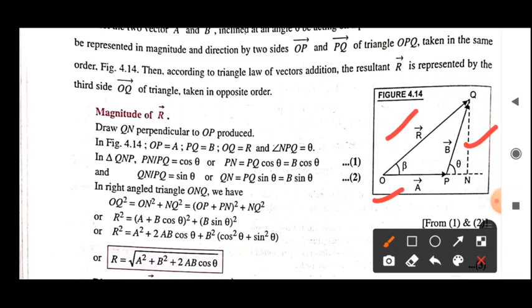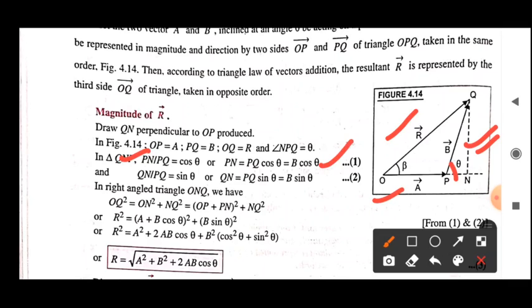Suppose in this figure OP is vector A, PQ is vector B, and OQ is vector R, and we put a perpendicular from Q to OP, meeting at N. Then this angle NPQ is theta. Here we can calculate the value of cos theta. In the triangle PNQ, cos theta is equal to base upon hypotenuse, that is PN upon PQ. So PN will be equal to PQ cos theta, and PQ has the value B, so PN is B cos theta.